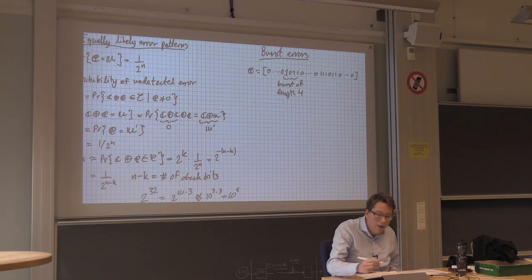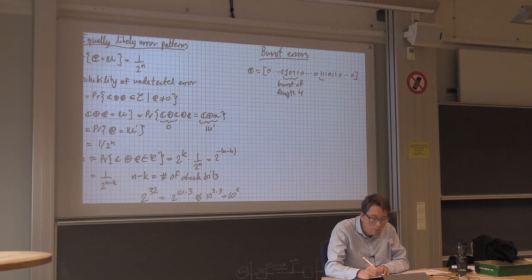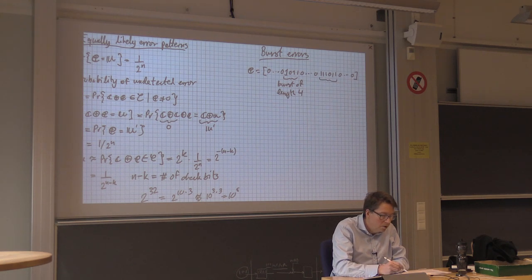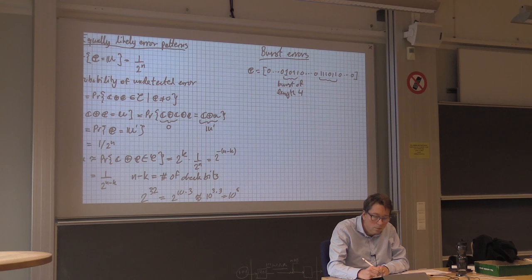And the last burst here, what is the length of that?